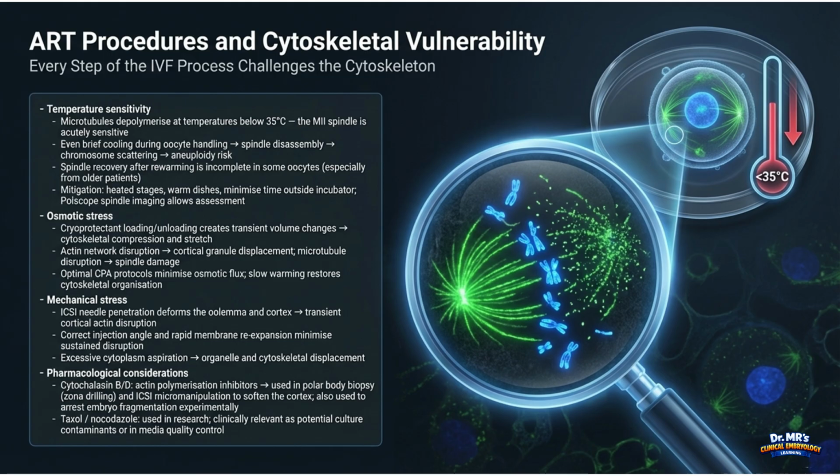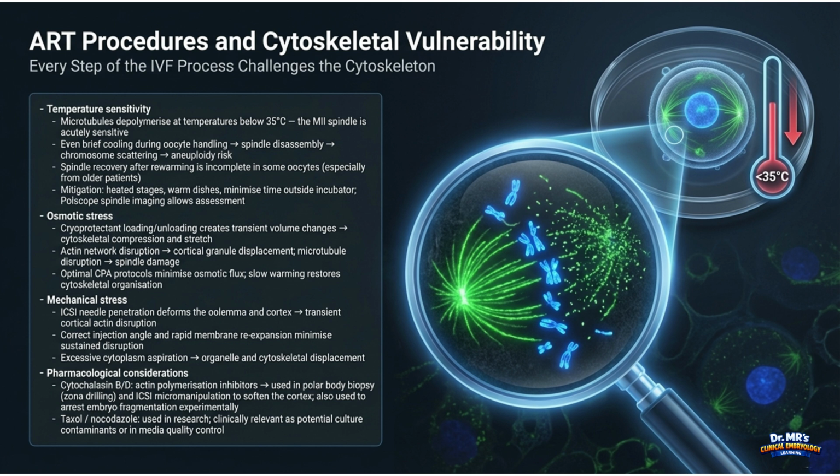What about cryopreservation? Freezing and thawing oocytes and embryos. Here, the primary enemy is osmotic flux, which exerts extreme mechanical shear force on the cytoskeleton. When you load an embryo into high-concentration cryoprotectants, massive amounts of water rush out of the cell. The cell membrane shrinks dramatically and aggressively. When you warm it and dilute the cryoprotectants, water rushes back in and the cell swells rapidly.